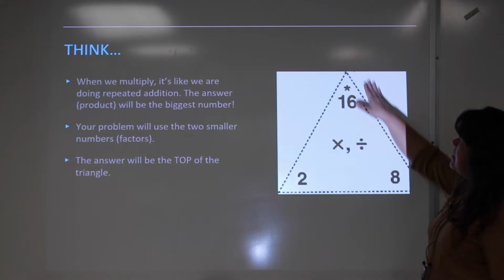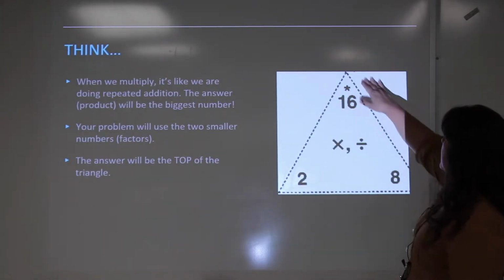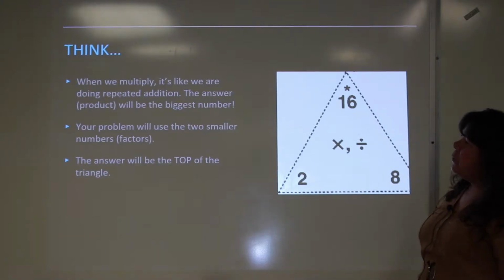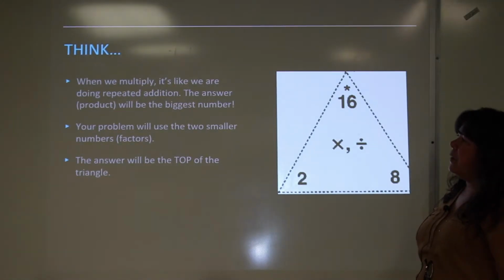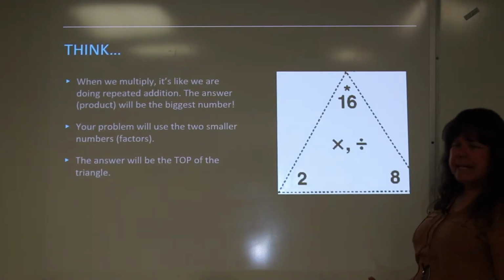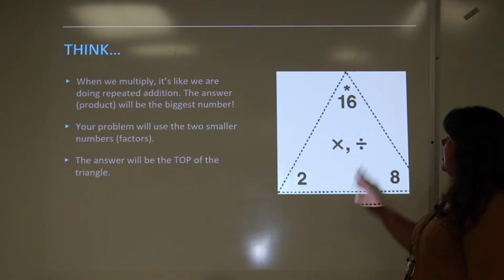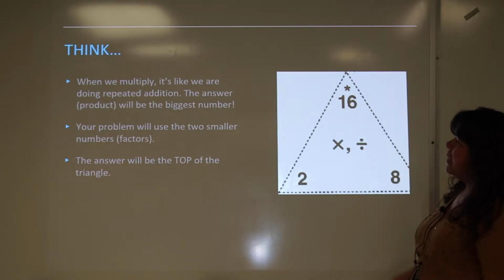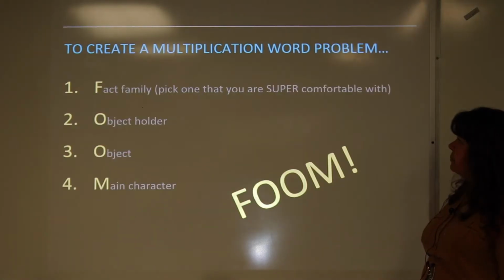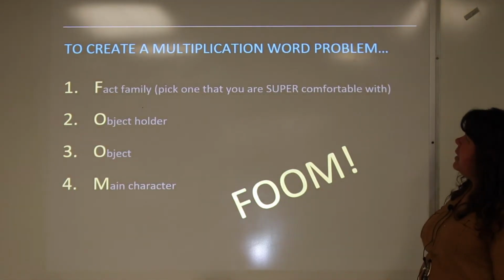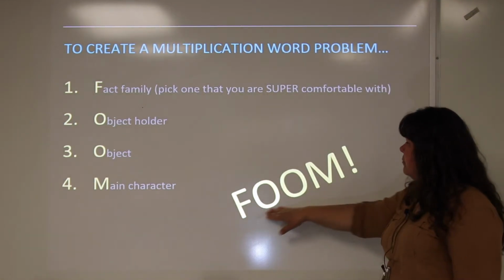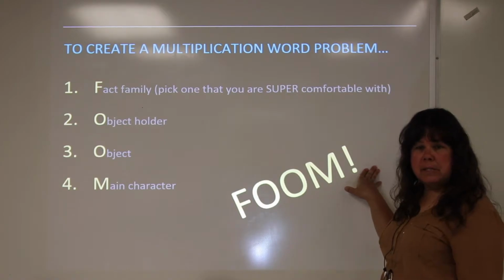And so remember this that we had before. We have this really nice triangle that has our fact family in it. So think, when we multiply, it's like we're doing that repeated addition. The answer that we get is called our product. It's the biggest number. It goes up here. So this is from multiplication. So to create a multiplication word problem, we have this wonderful acronym called FOOM to help you remember these steps.